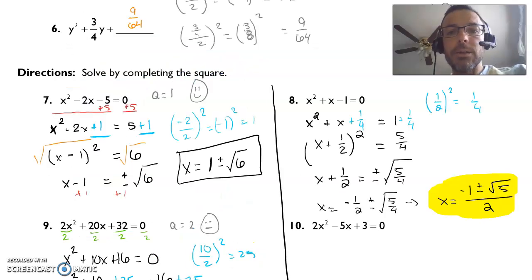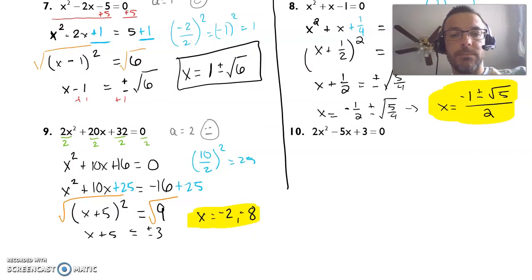So here's number 8. You wind up completing the square with adding 1/4 to both sides. We're working with some radicals and simplifying radicals and square roots and get that negative 1/2 plus or minus square root of 5/4. Can't have that square root of a fraction. Square root of 5 over the square root of 4 gives you square root of 5 over 2. You combine your terms that you can combine. We're left here. Go ahead and finish number 10, please.